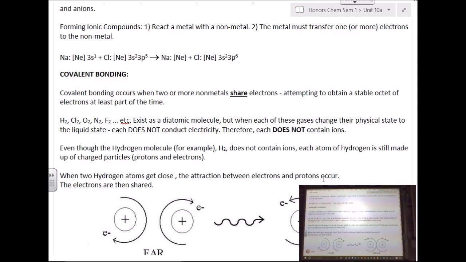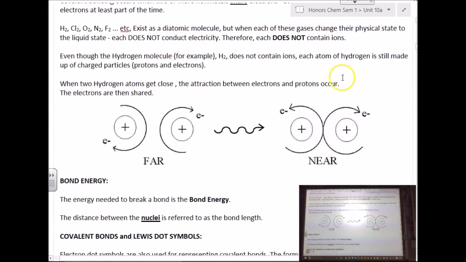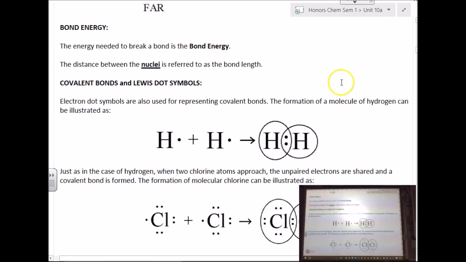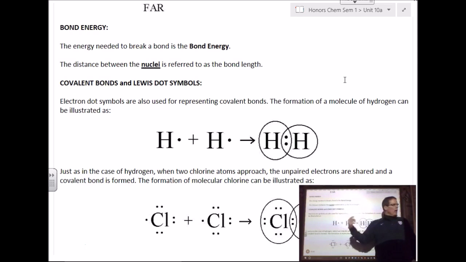If you look at this graphic down here, each hydrogen atom, group 1A, brings one electron. What's the maximum number of electrons in that 1s orbital? 2. So they want to fill up that s orbital. If we bring 2 hydrogens over, we just filled it up by sharing electrons. Hydrogen's not stealing an electron from another hydrogen. They're sharing. And that's what the circles represent when we start drawing the Lewis structures. If you see a circle, that means sharing.